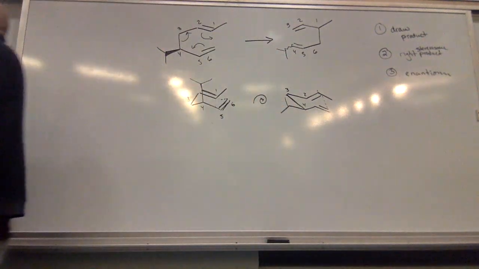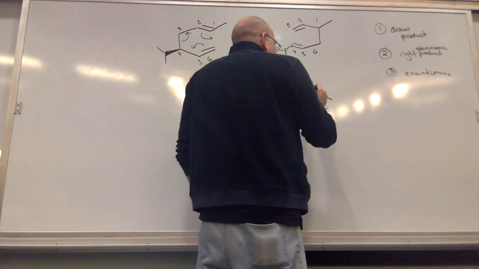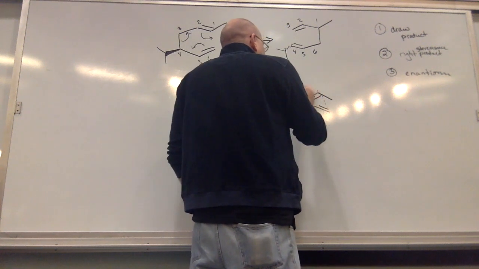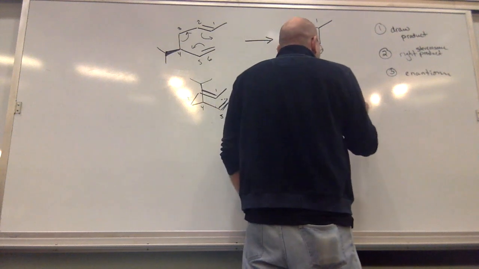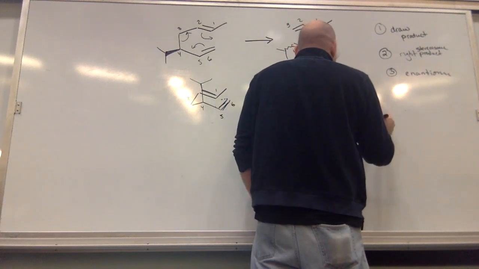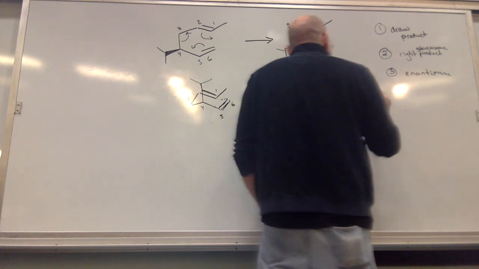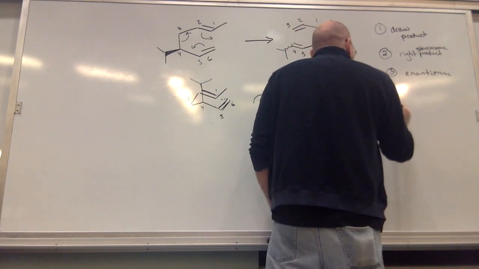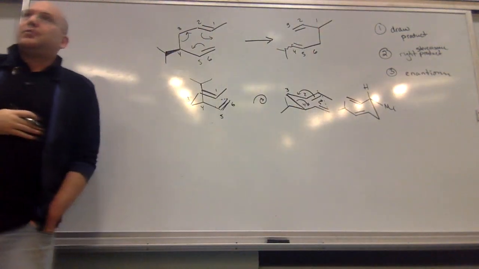So this is the chair conformation that I want you guys to eventually get to, and I want you to be able to draw the pseudo chair. Then what we're going to do is push the electrons around here. And there's our methyl group.